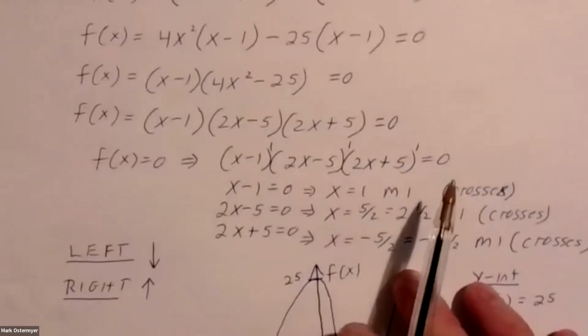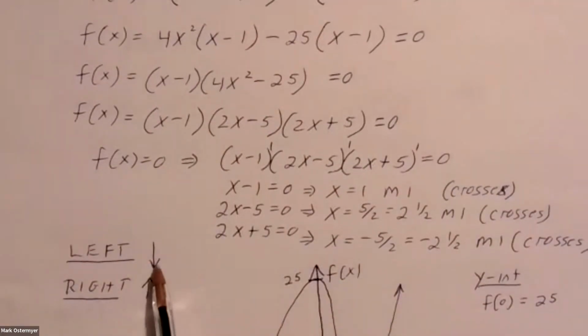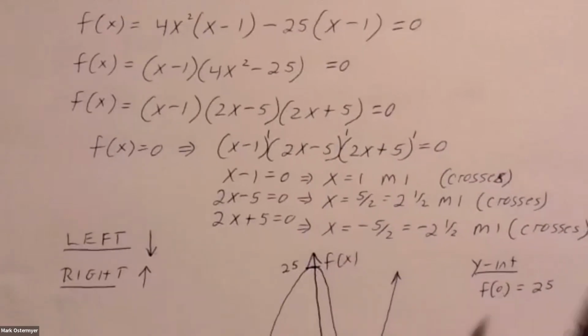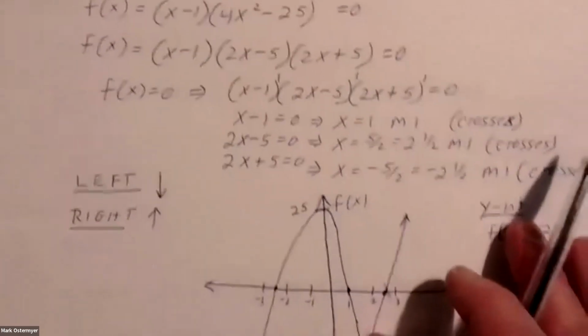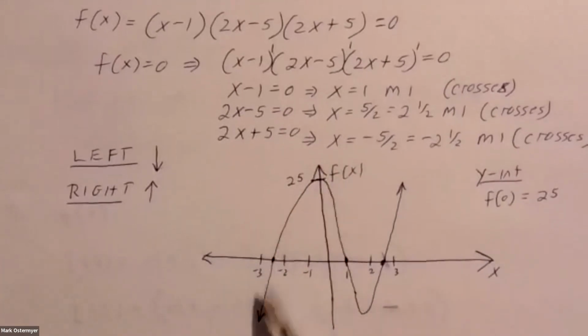Furthermore, the left and right behavior of this graph, being an odd degree polynomial with the positive leading coefficient, has the left behavior going down and the right behavior going up. Based on all that information, and I also found the y-intercept by letting x be 0 and discovering the y-intercept when you put 0 into the function is 25, I'm now able to sketch the graph rather accurately for this third degree polynomial.